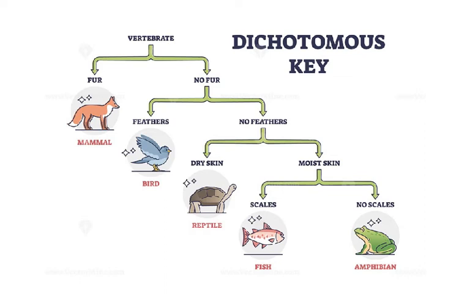Dichotomous key here is vertebrate. Now, does it have fur? Does it not have fur? So fur, no fur. If it has fur, it's a mammal. If it has no fur, then does it have feathers or no feathers? If it has feathers, then it's a bird.